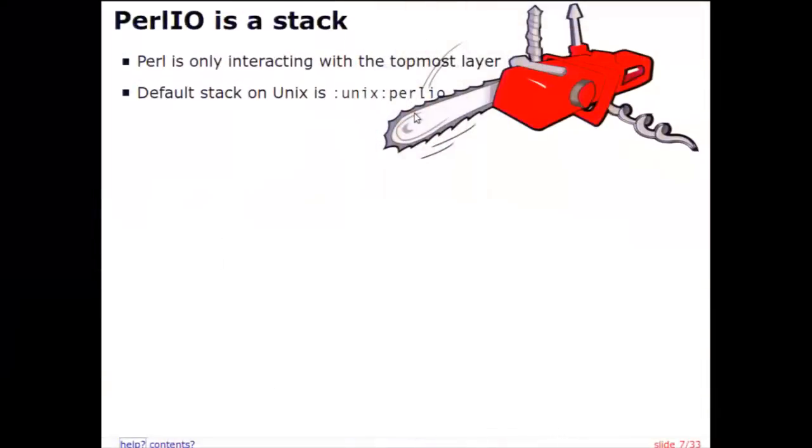So how does PerlIO work? PerlIO is a stack. You should think of it as working with a stack of layers. You should think of every layer as an object. Every object has a next attribute to the next layer, until you hit the bottom where next is undef. That's essentially the model. And in Perl, you're only interacting with the topmost layer.